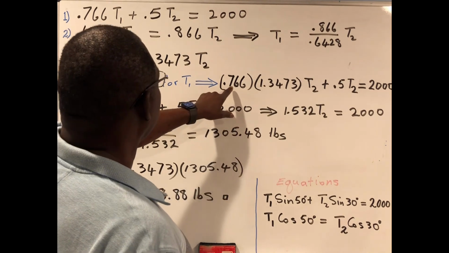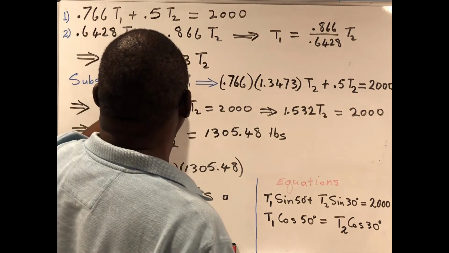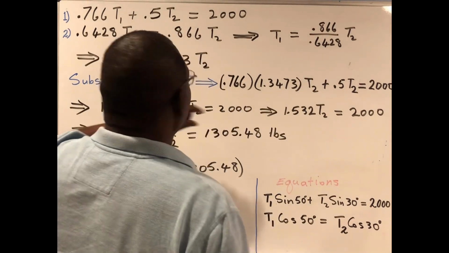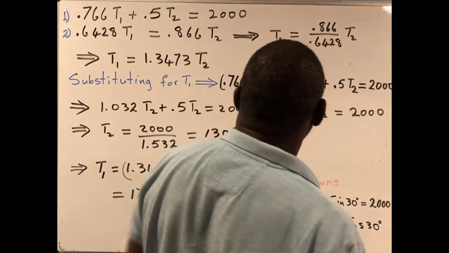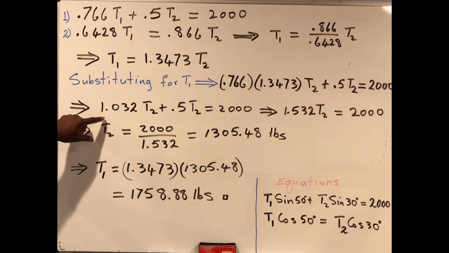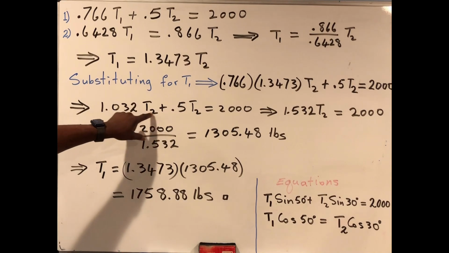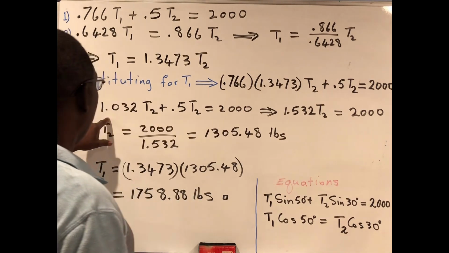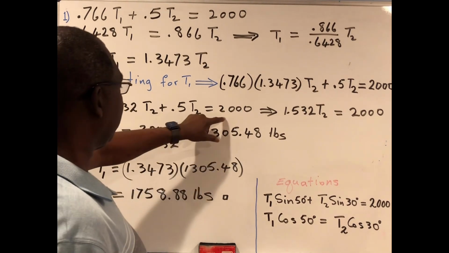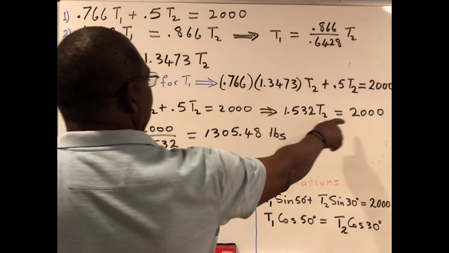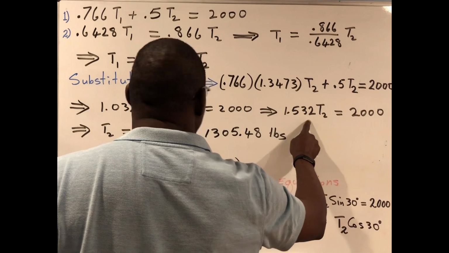And now we substitute what we have for T1 back into equation 1. And so we have 0.766 times the value for T1 being substituted there, plus 0.5 T2 is equal to 2,000. Continuing with the arithmetic, we have here 1.032 times T2 plus 0.5 times T2 equal to 2,000. So now we have eliminated T1 from this equation, and now we can solve for T2 by dividing both sides of the equation by 1.532.